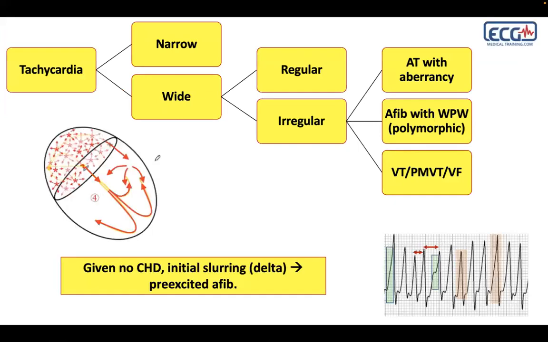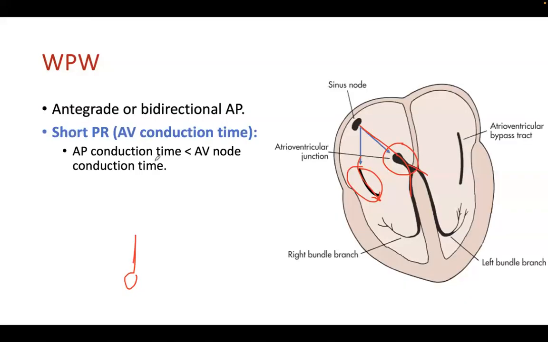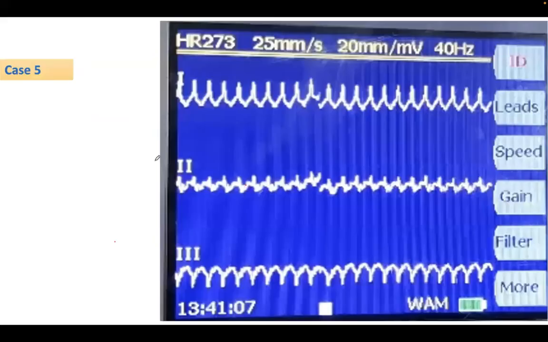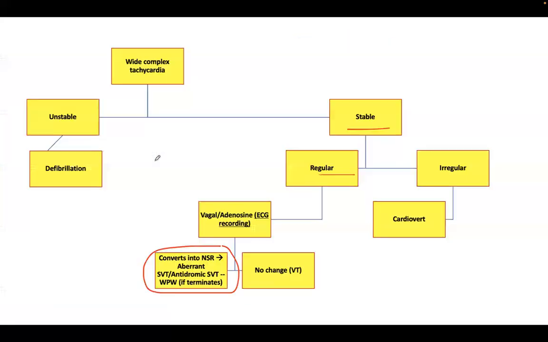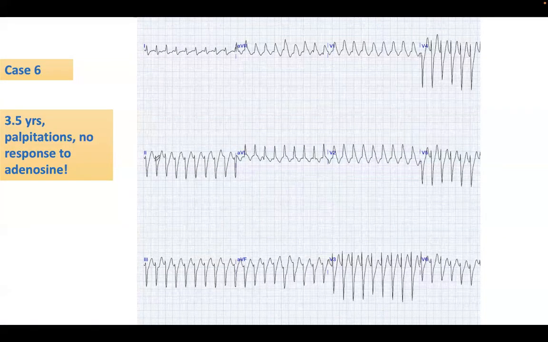How would you describe it? I know you said regular and wide complex. Can you describe it further, in terms of axis and bundle branch block morphology? Is it left axis or right axis? Left axis. Is it right bundle or left bundle? We have V6, okay. So right bundle, left axis deviation.